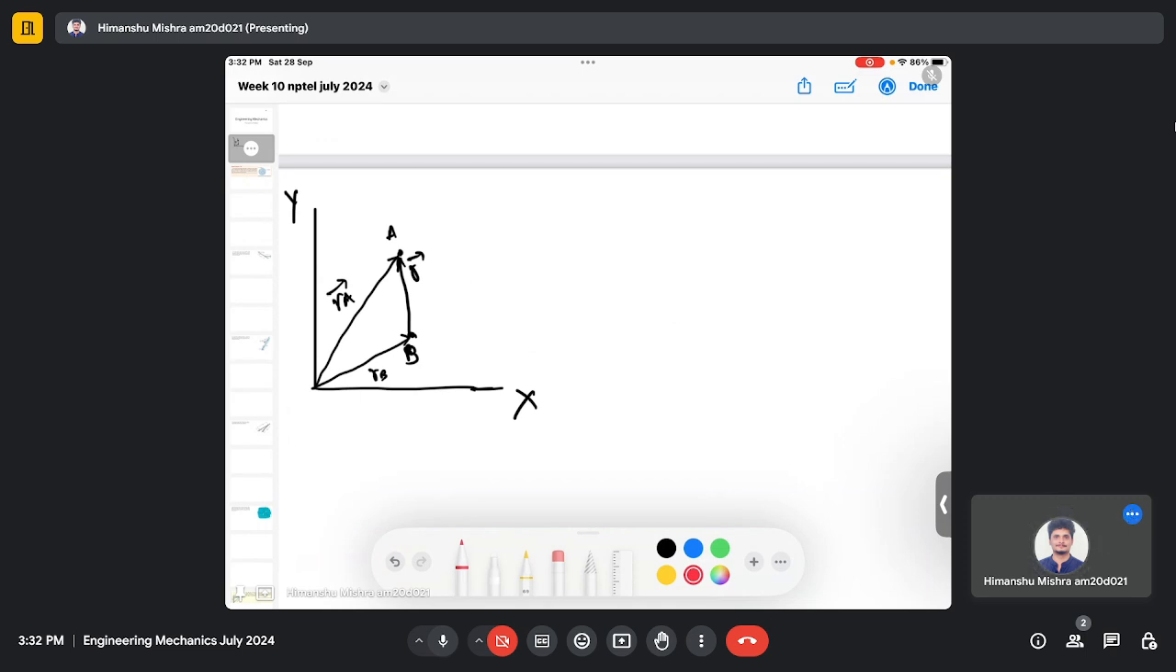Now, in red color I am drawing the rotating coordinate system. This rotating coordinate system is rotating with angular velocity omega, which is theta dot, and it makes an angle theta from the fixed axis. Then I can write the position vector RA equals position vector RB plus R, right?